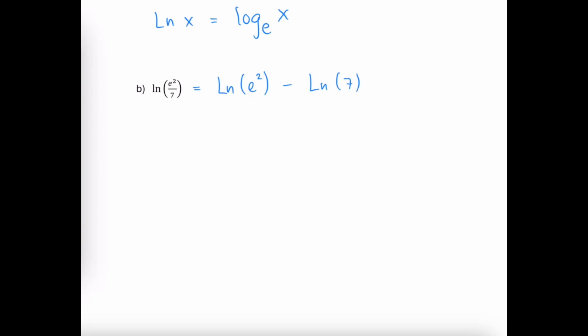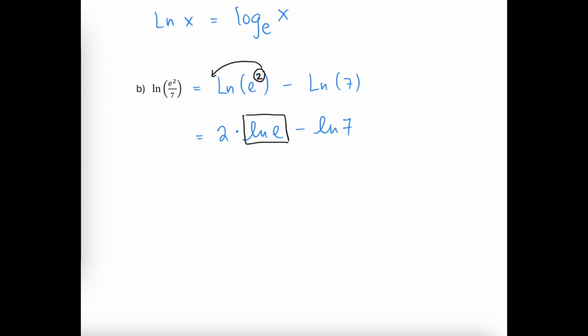And now that we have it expanded like this, we can go ahead and use that power rule to bring that power 2 down around to the front as a multiplier. So we have 2 times the ln of e minus the ln of 7. And we're going to look at the logarithms that we now have to see, is there anything else that we can do? Let's take a close look at the ln of e.